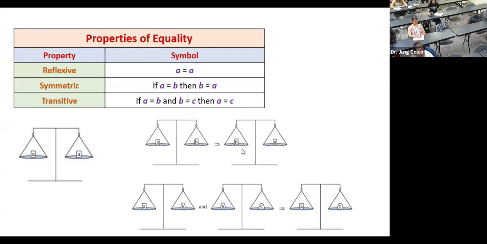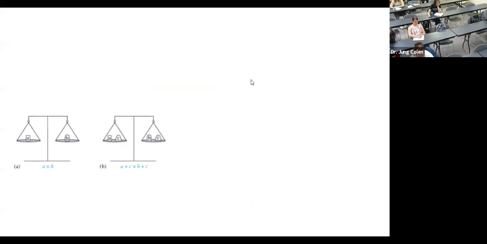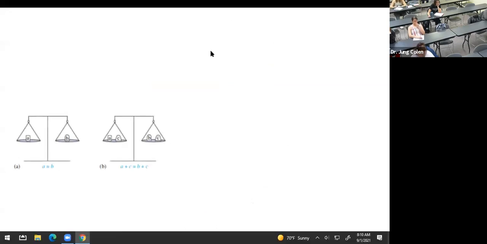How about this one? A equals B is same as B equals A. Symmetric. Okay? Right, and here are some more properties that we talked about earlier. Okay, so if A and B are equal, do you see how they are equal? Even if their shapes are different, their weights are equal.